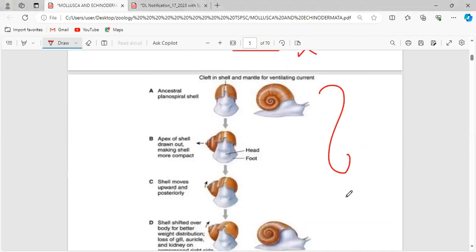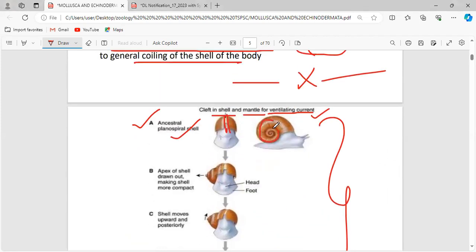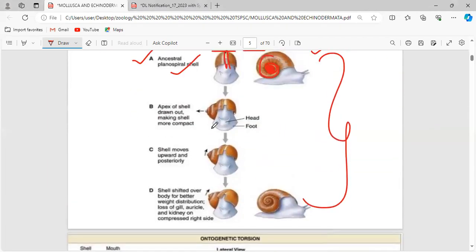Now, this is the mechanism of coiling. Initially, this is the cleft. Cleft means there is a gap between the shell and the mantle for the ventilating current, for respiration. Now, this is the ancestral planospiral shell. Initially this will be the shell, and this is the apex region. The apex of the shell is drawn out, making the shell more compact.